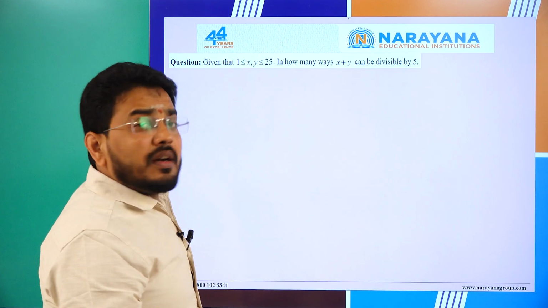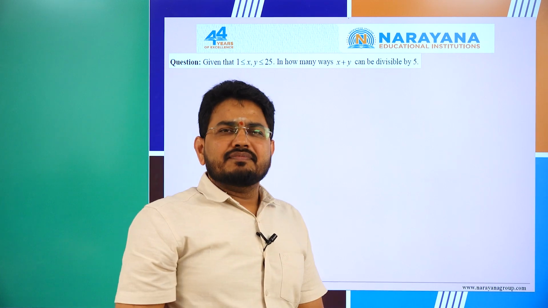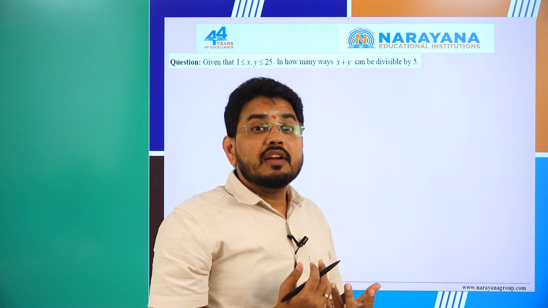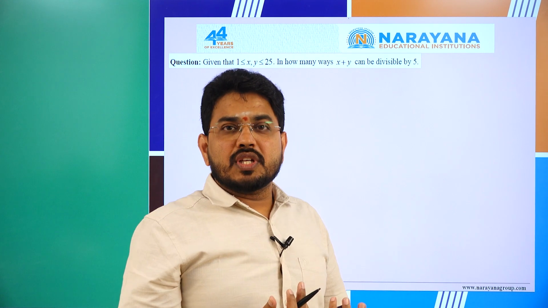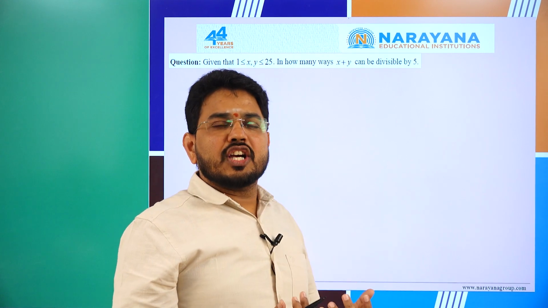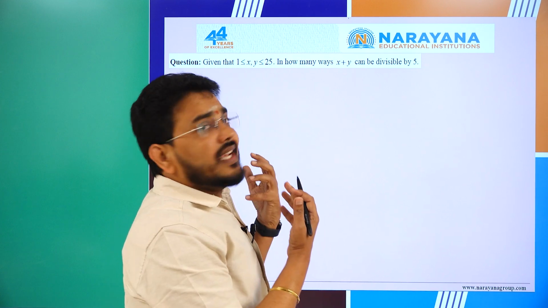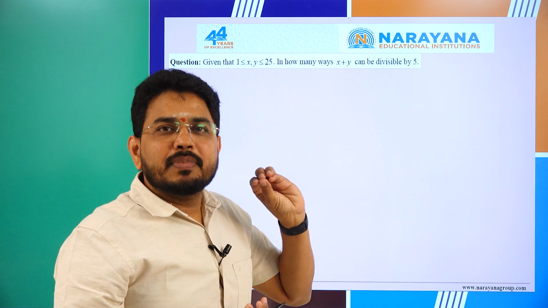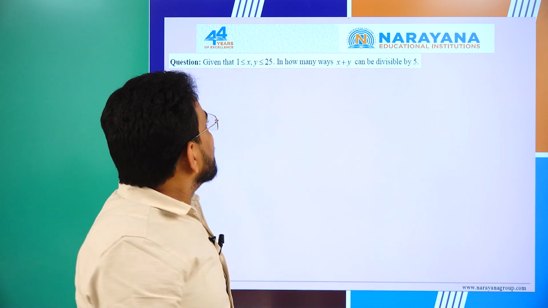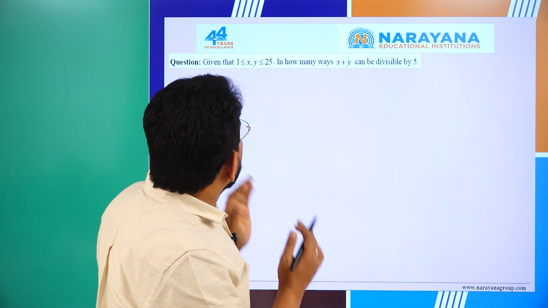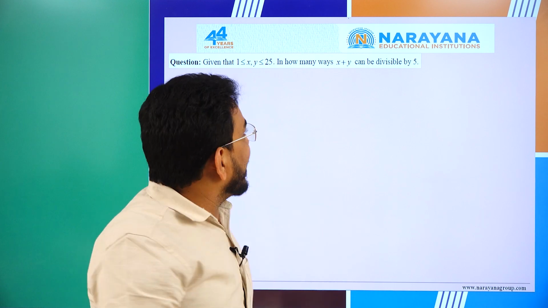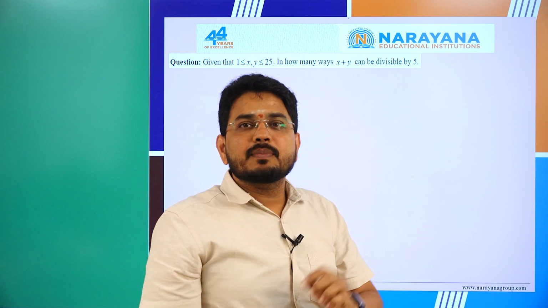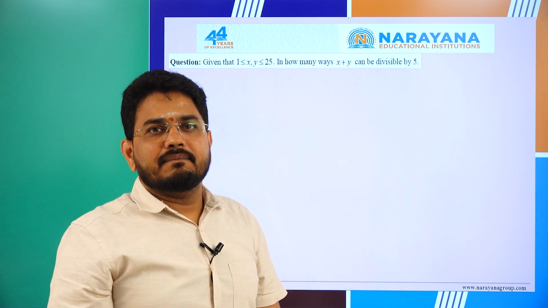Yes, it is a permutation combination. Generally, with permutation combination, most of the time we feel that it's a difficult chapter and wonder what type of question will come. Luckily, in this paper, they have given a straightforward, simple question. What is that? x and y lie between 1 to 25, and in how many ways can x plus y be divisible by 5?